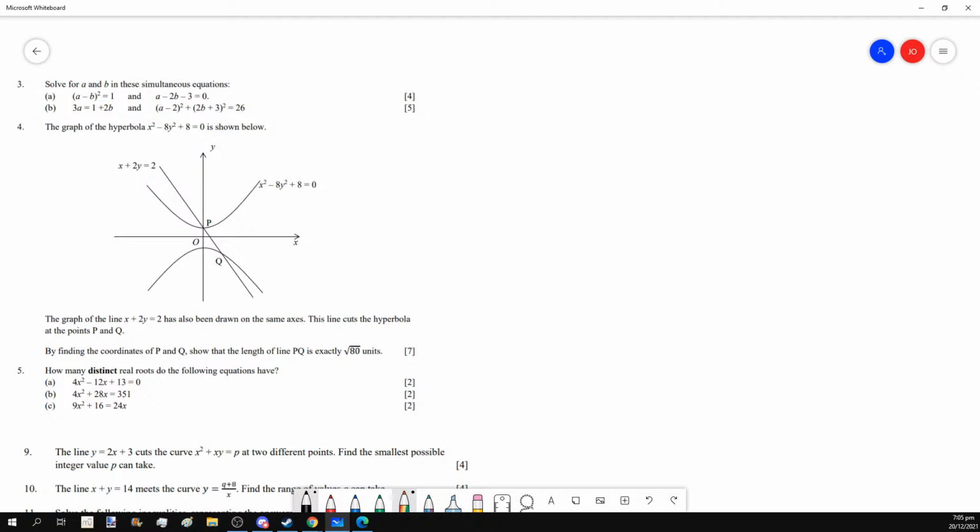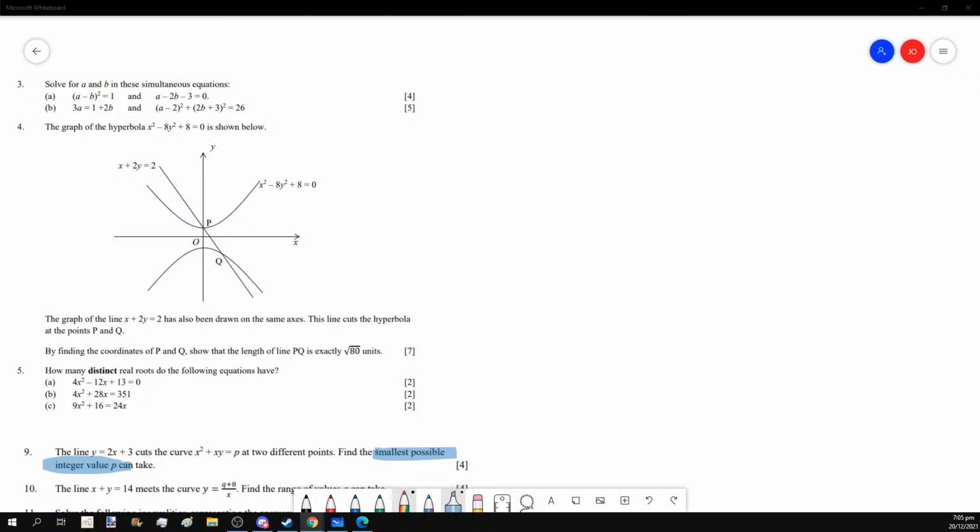And they want us to find the smallest possible integer value p can take. Smallest possible. So if it is smallest possible, that means that we're not actually looking for a range of values. We're only interested in one particular answer. So keep that in mind as we work this question out.